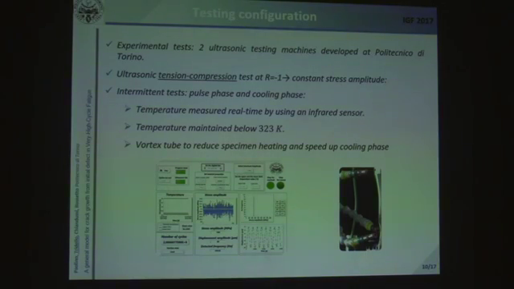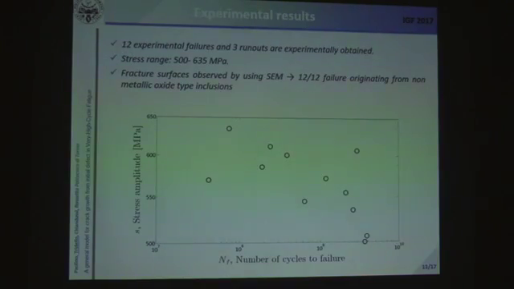Intermittent tests, which alternate pulse phase and cooling phase, are performed in order to keep the temperature of the specimen under control, and the temperature is always maintained below about 323 Kelvin. Vortex tubes are also used to reduce specimen heating and to speed up the cooling phase. Here the experimental results are briefly presented.